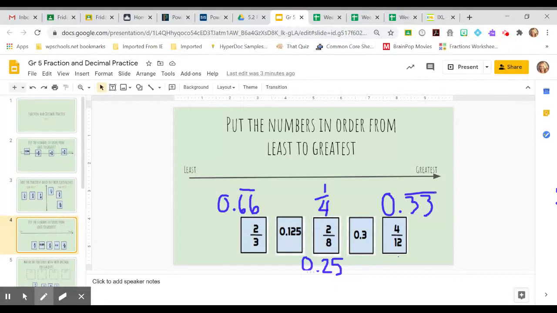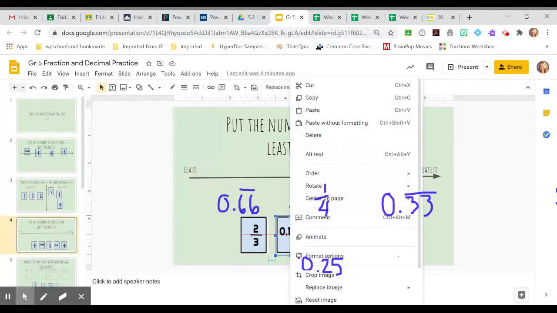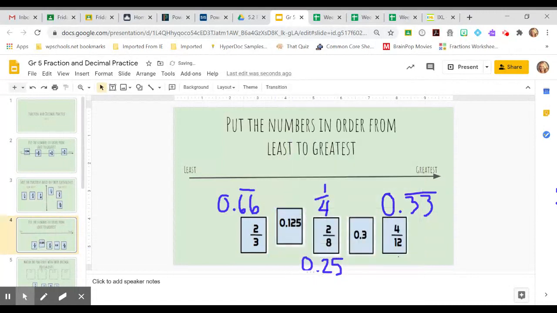And so I am going to compare my decimals now. I have 66/100ths, 125 thousandths. This is pretty close to 0. I have a quarter, I have 3/10, which is like 30 cents, and I have 33/100ths, or that would round off to 33 cents. So which one of these is the smallest? This one is going to be my smallest. This is equivalent to 1/8.